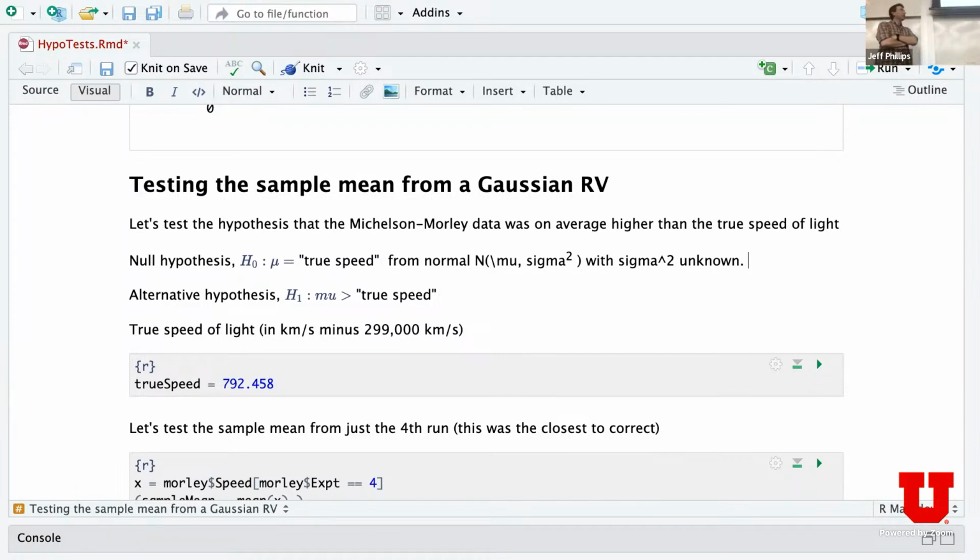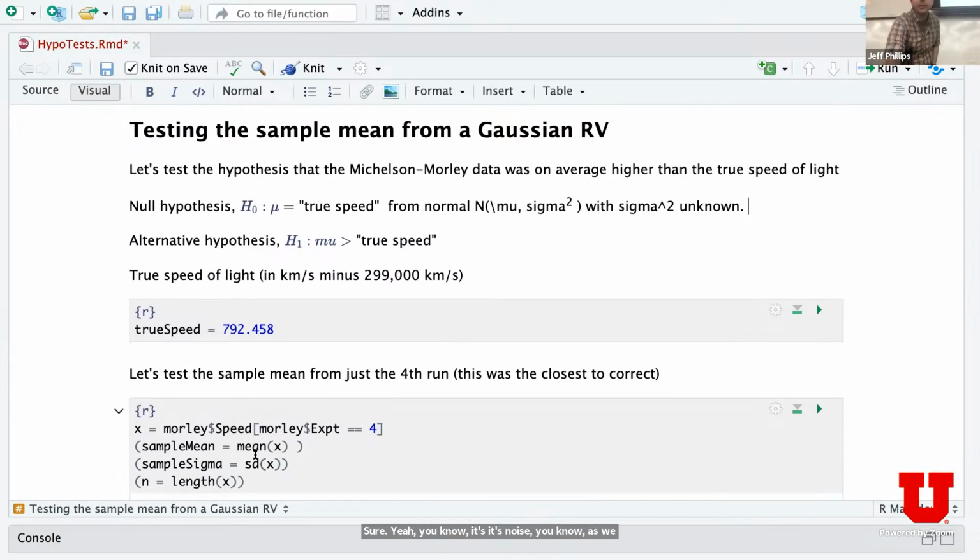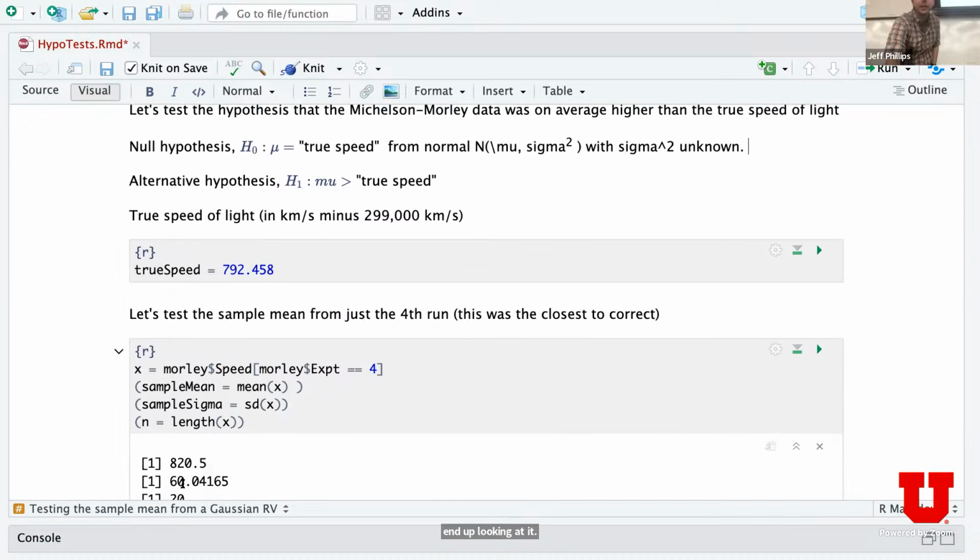Sure. It's noise. As we look at it, the sample standard deviation turned out to be about 60. They're estimating a quantity of roughly 299,820, with a standard deviation of 60. So in some contexts it's kind of noisy, but is it noisy enough that it might have been drawn from the true distribution?